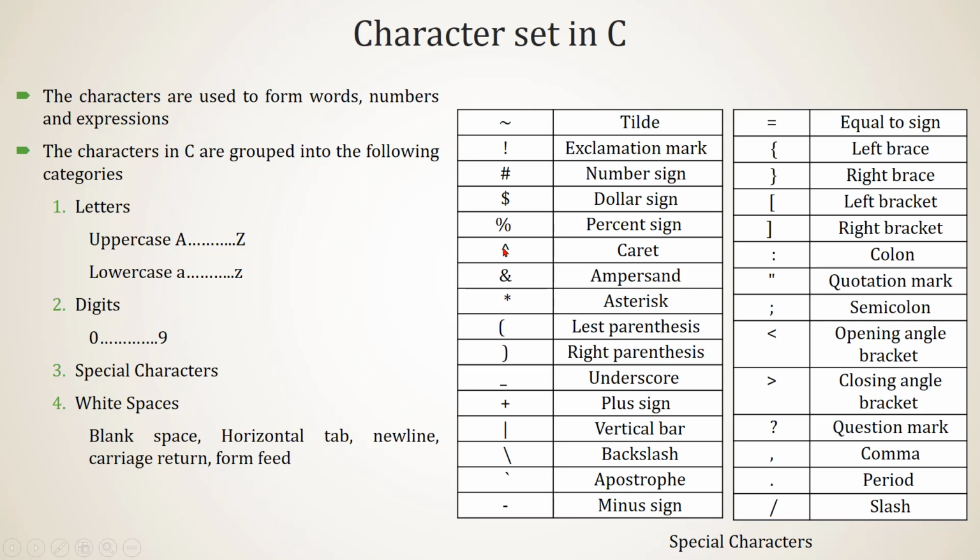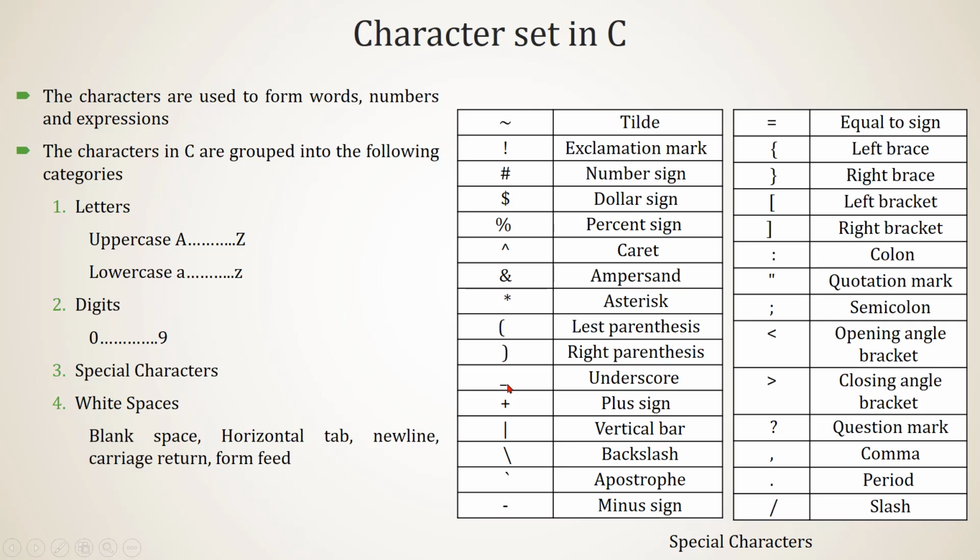If you are using the keyboard, you can see it above the digit 6. Above the digit we have this caret symbol. This is actually an symbol that we call ampersand. This is a star symbol that is called asterisk. And we have left parenthesis and right parenthesis. It is nothing but the left bracket and right bracket.